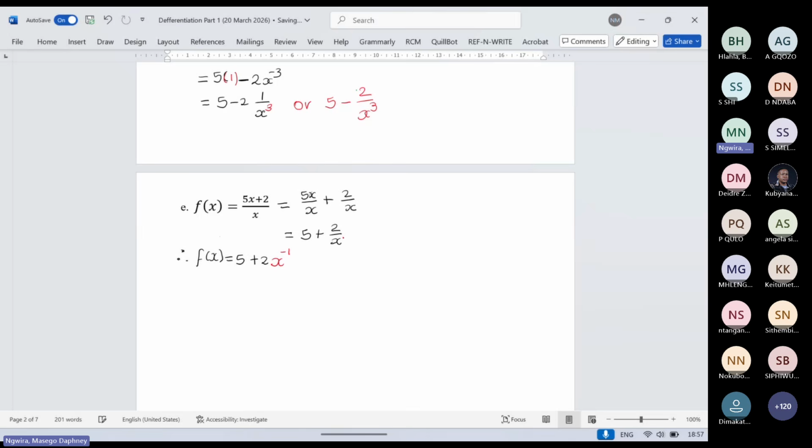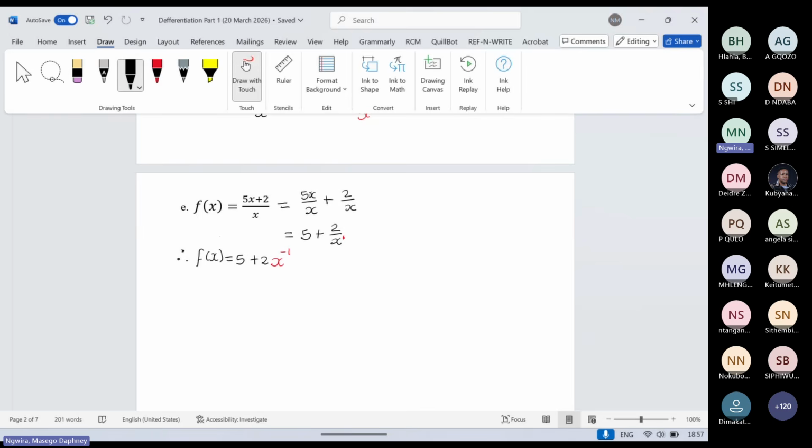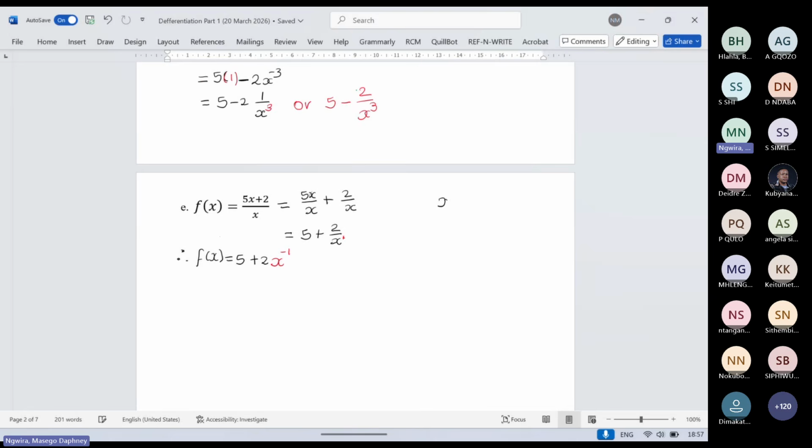I said there's always a 1 here. If there's no 1, please put it for yourself. And then now we can differentiate because we have a power. Now let's differentiate. I'm going to remind you again. The rule says that if you have x to the power of n, when you differentiate, it's going to be n, then x to the power of n minus 1. If you have k being a constant times x to the power of n, it is going to be k times this whole thing again: n x to the power of n minus 1.